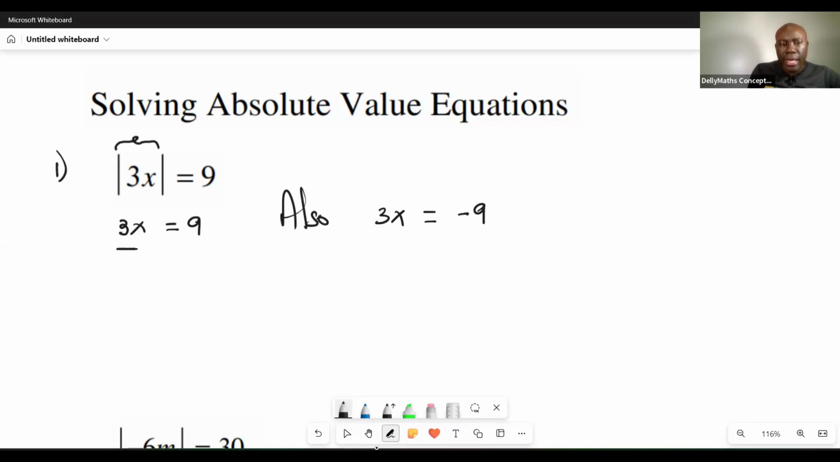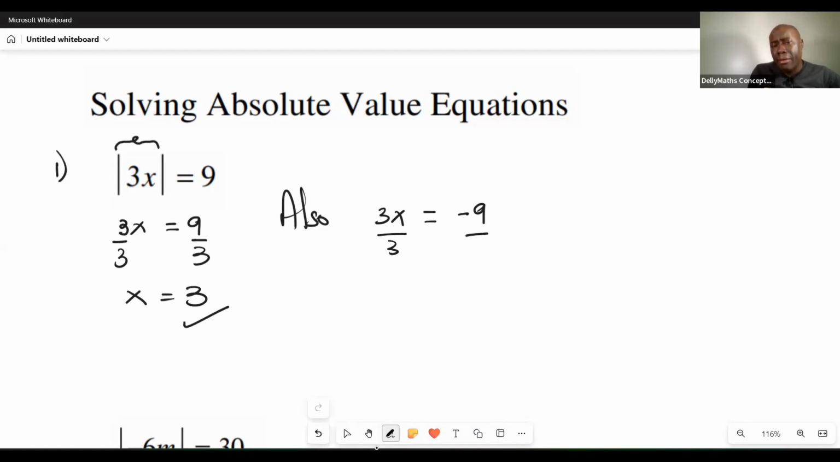Looking at this one here, if we divide both sides by 3, then x is equal to 3. That's one of our solutions. From the other side here, if we divide both sides by 3 again, what we get is different. We get x is equal to -3. So what this is saying is that if x is -3, as well as if it is +3, we'll still get the same value.